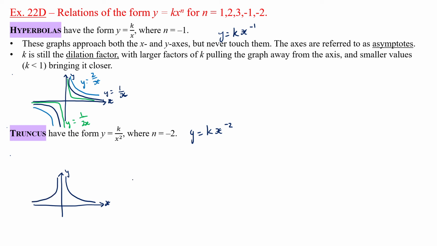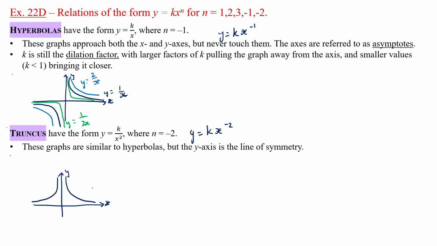It looks like the trunk of a tree. If you think back to how you used to draw trees in primary school, we're looking at that sort of shape. Maybe you still draw trees like that. I still draw trees like that. Again, they are similar to hyperbolas, but the y-axis is a line of symmetry, so we can flip it across the y-axis. Same thing, our k value as it changes can bring the graph closer to the line by making it a fraction.